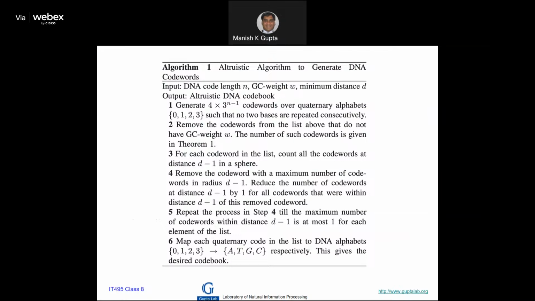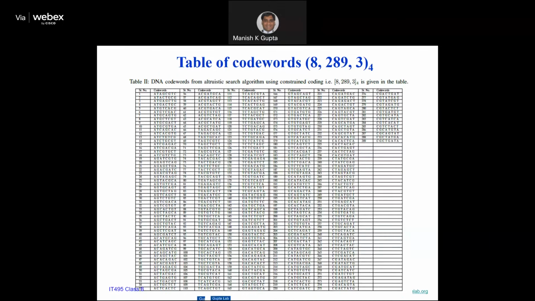All these calculations, I am again giving you as an exercise to understand better. Just work out a small example, say length equal to 4. For length equal to 4, just work out what is happening, as an exercise. You will see what is happening in the algorithm. Okay, you just do it. So once we implement it, we get this kind of code word, for 8, 89, 3.